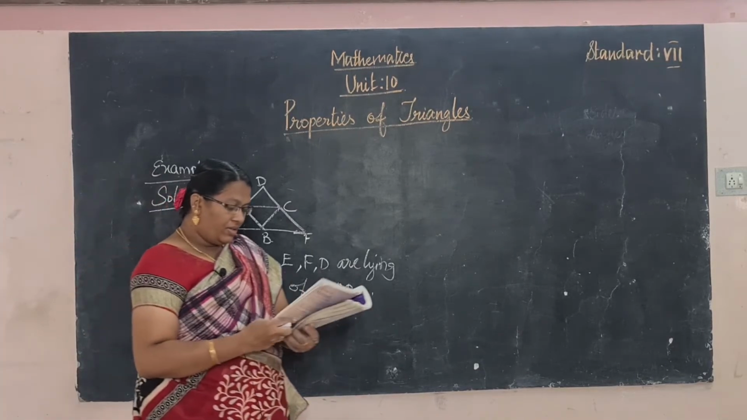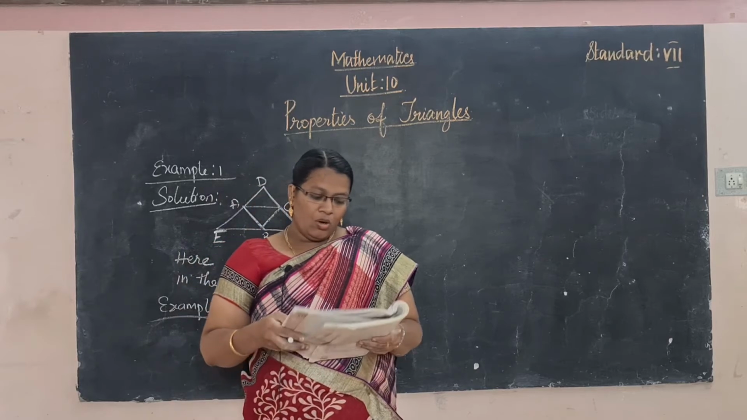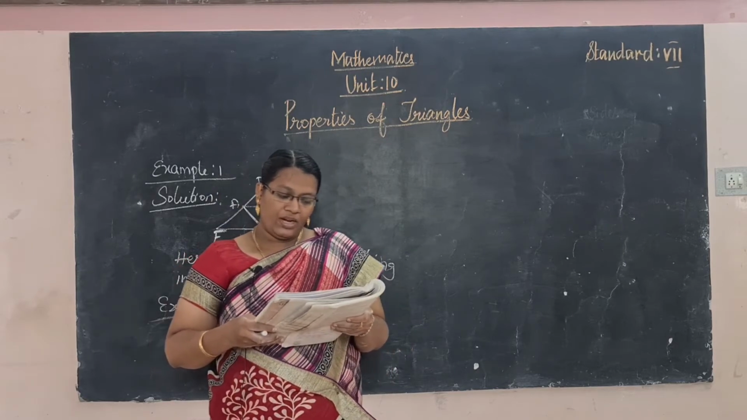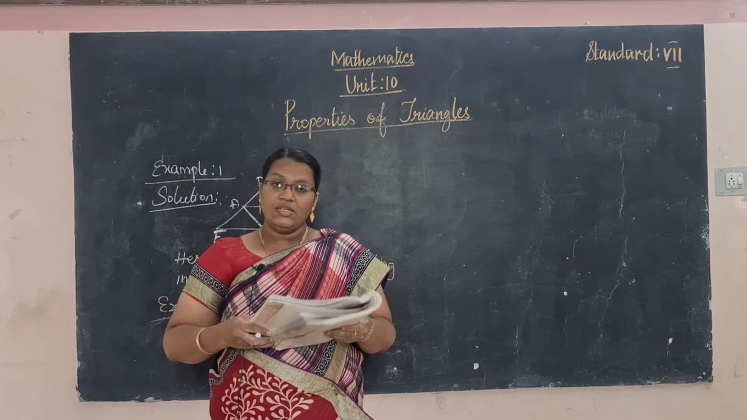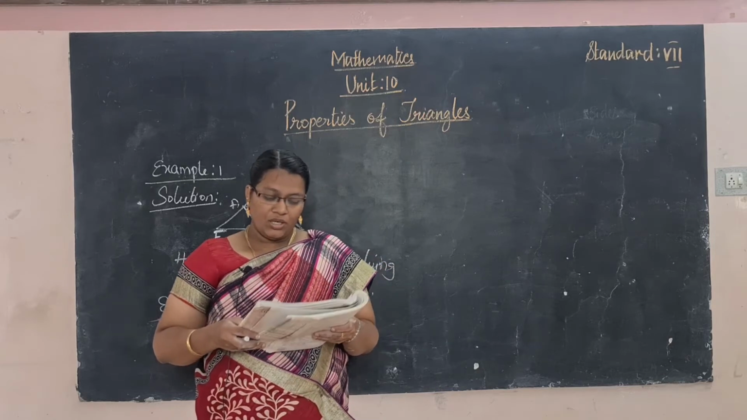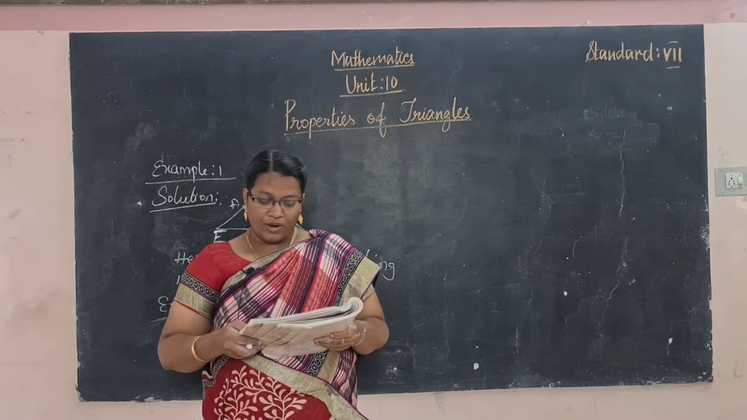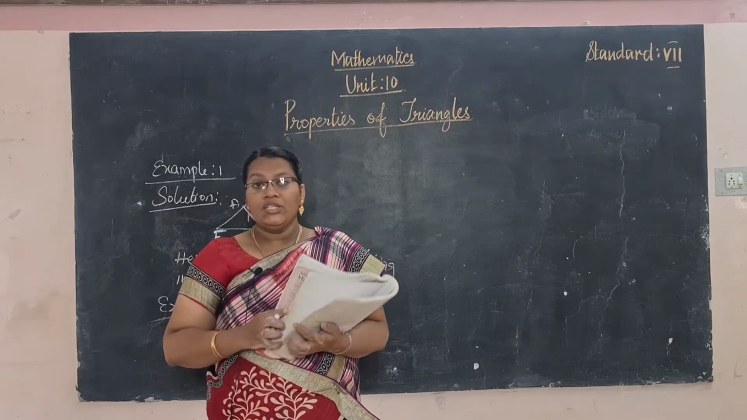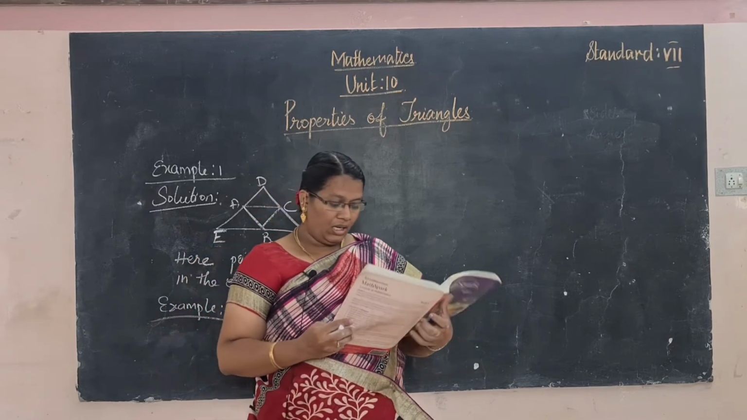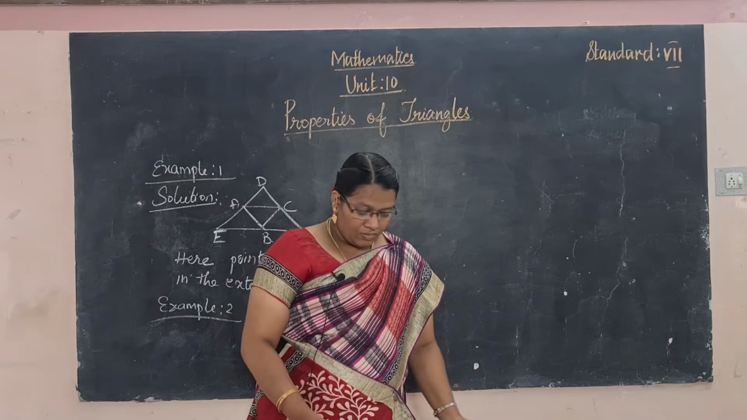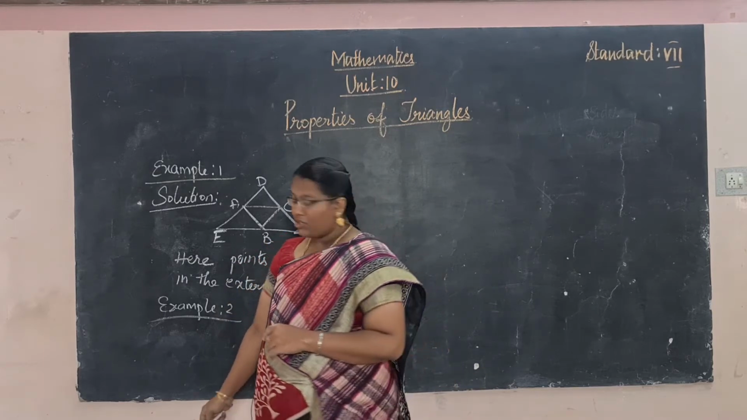Example 2: The angles of a triangle are in the ratio 1:2:3. Find all three angles of the triangle. The ratios are given, and you have to find the value of each angle of the triangle.